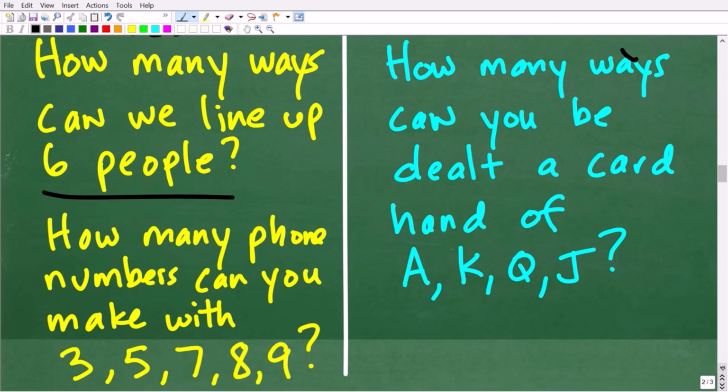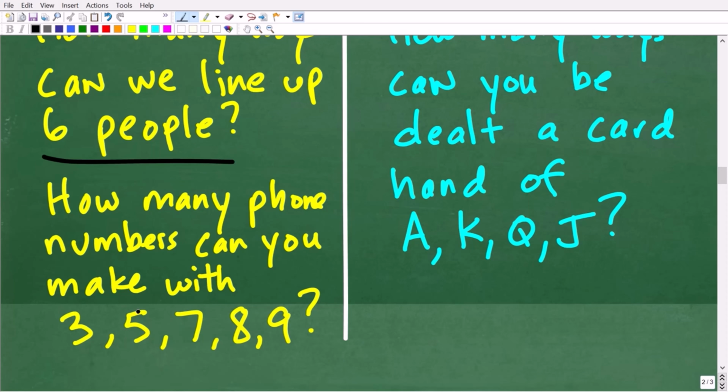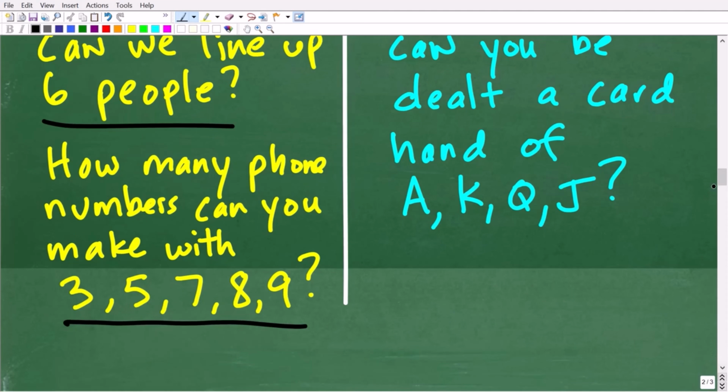Or how about this problem right here? How many phone numbers can you make with 3, 5, 7, 8, and 9? Obviously, order is going to be important. So these are examples of permutations.